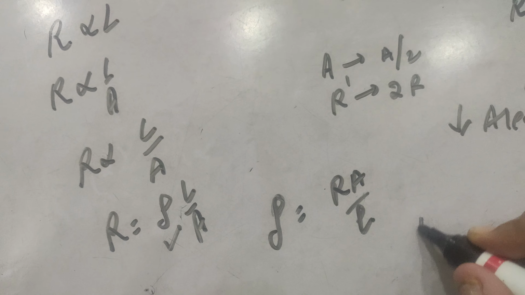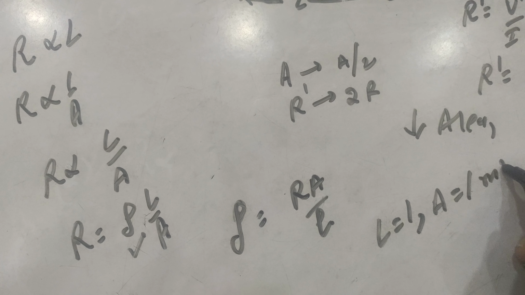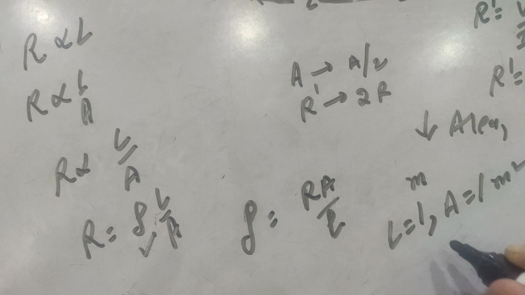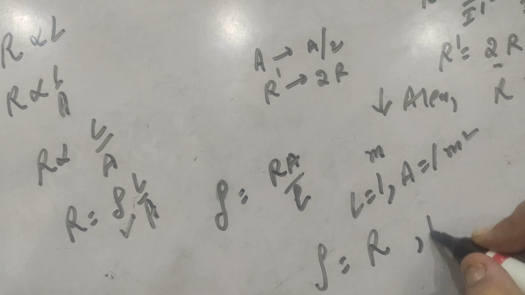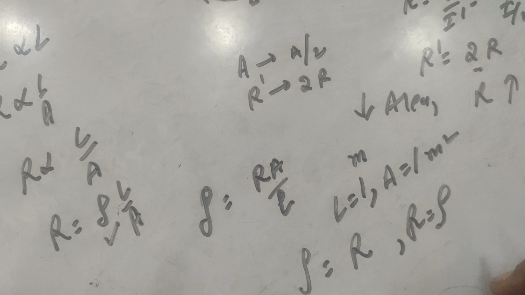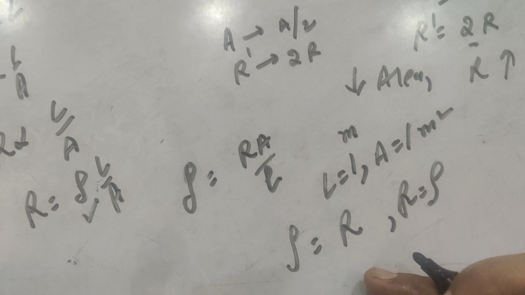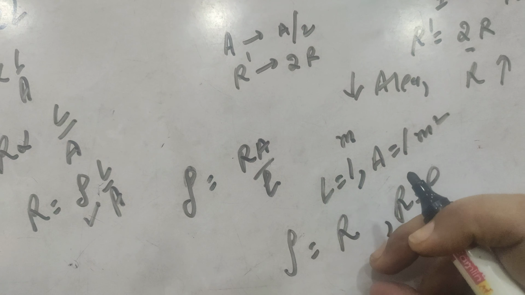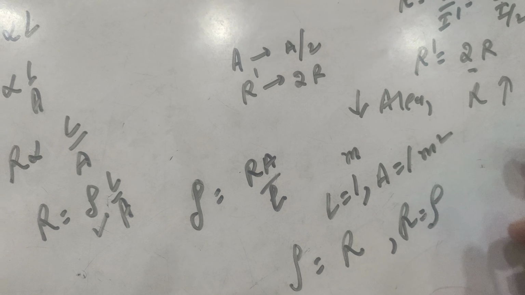Right? So if L is equal to 1 meter and A is equal to 1 meter squared, then rho is equal to R, or R is equal to rho. So we can define the specific resistance of the conductor as the resistance offered by the conductor of unit length and unit area of cross section.